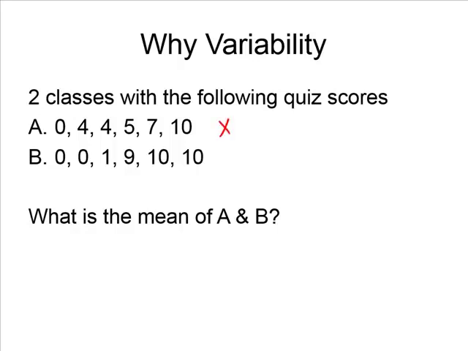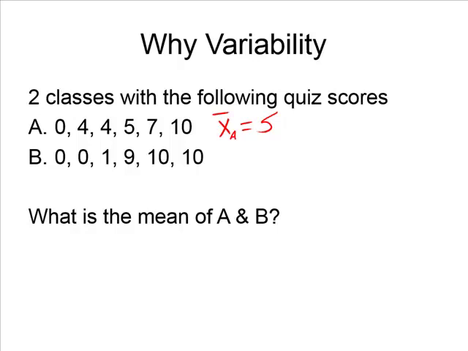do some quick math. 0 plus 4 is 4, plus another 4 is 8, 8 plus 5 is 13, plus 7 is 20, plus 10 is 30. The mean is the sum divided by the number of observations. 30 divided by 1, 2, 3, 4, 5, 6. 30 divided by 6. It's 5. Do the same thing for group B.